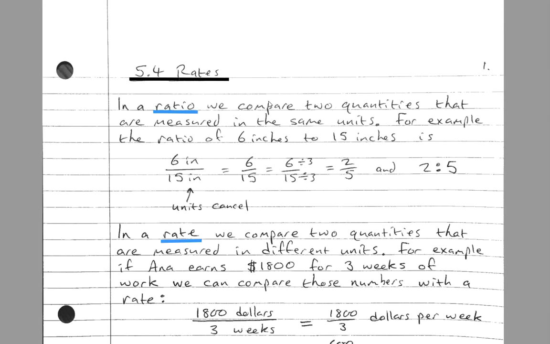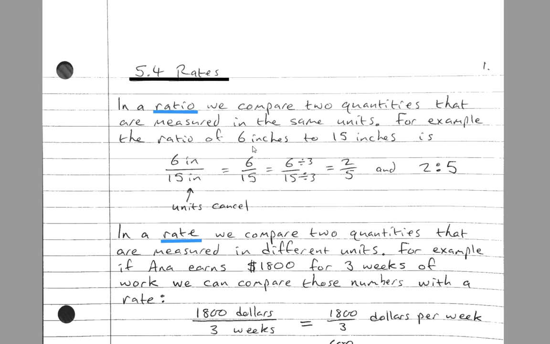In this chapter 5, we're looking at different ways to compare two numbers. Well, we're always making a fraction out of the two numbers. In a ratio, we're comparing two numbers, two quantities that are measured in the same units.